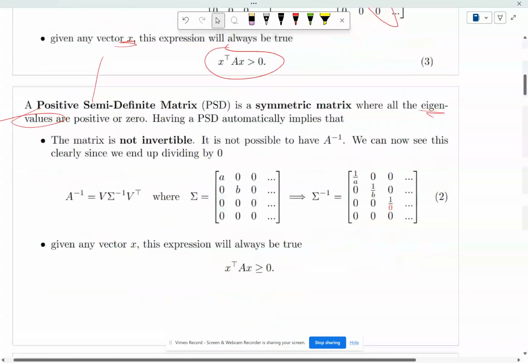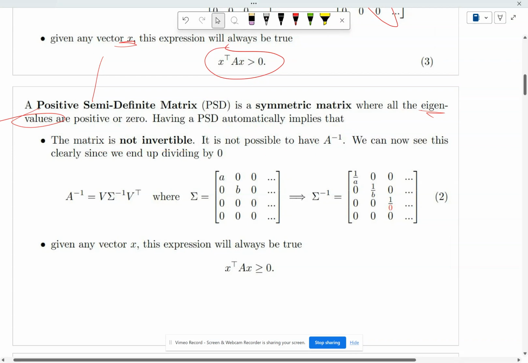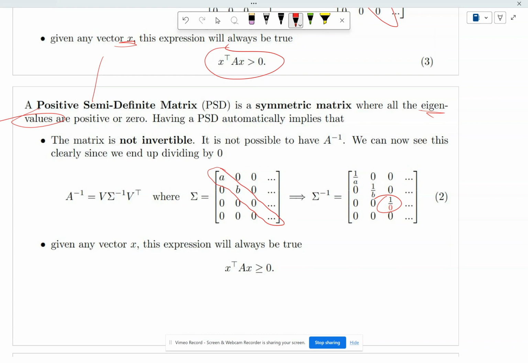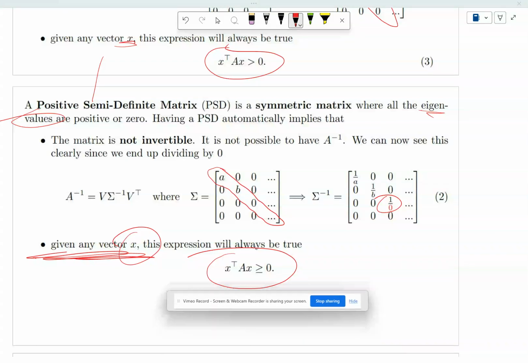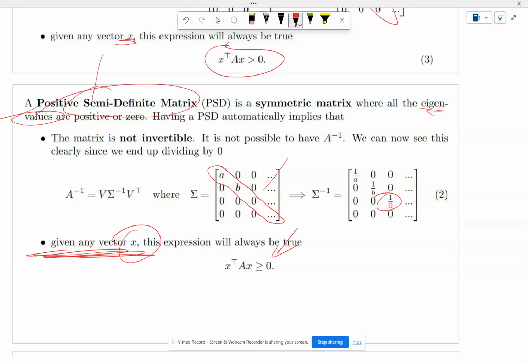Now, the matrix in this case is not invertible, and therefore we can't have an A inverse. We can see this pretty obviously. If there are some zeros in the diagonal, obviously you can't have 1 divided by 0. Given any vector x, the value is always going to be greater than or equal to 0. So that's the difference between positive definite and positive semi-definite. Semi allows the possibility for the value to be 0 and the diagonal to be 0.